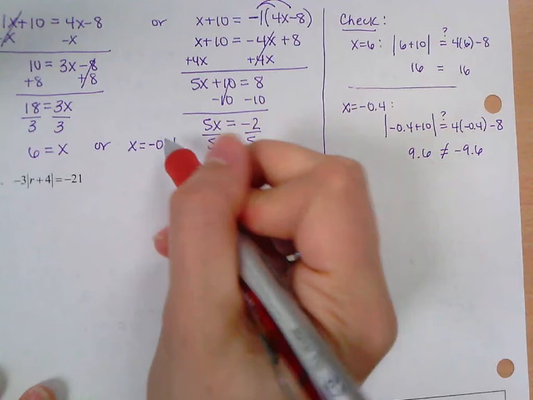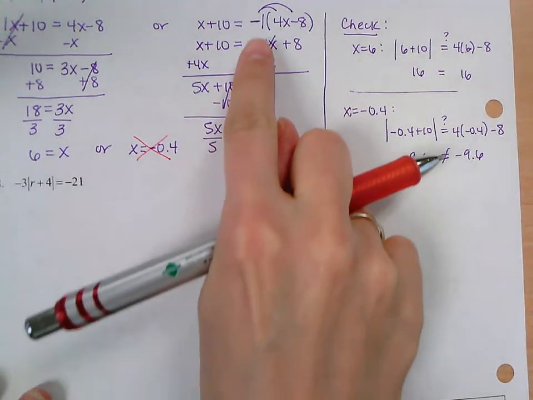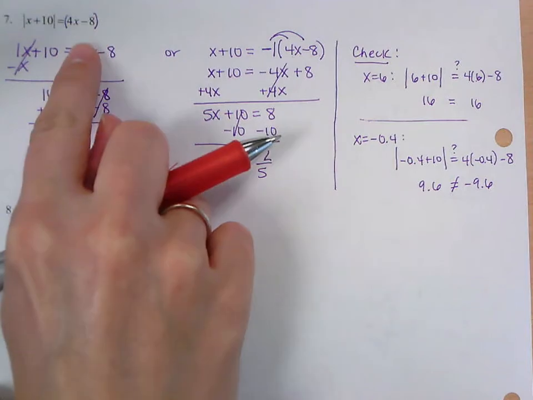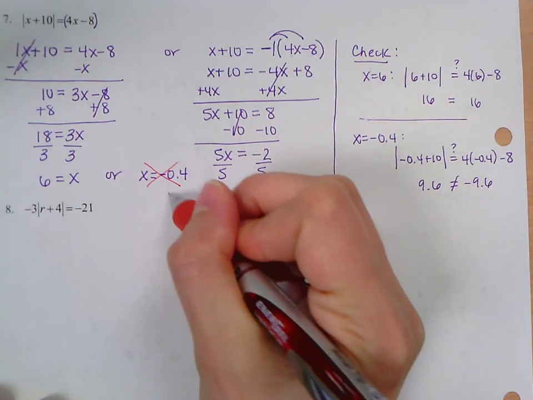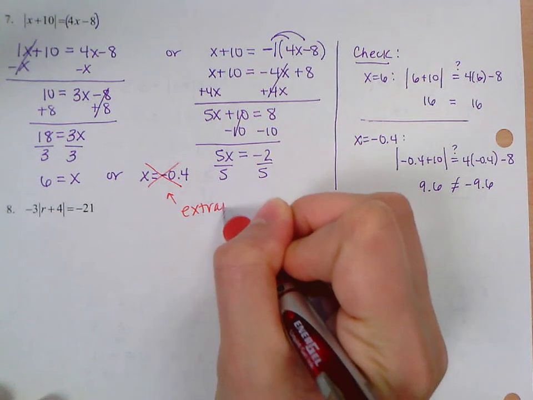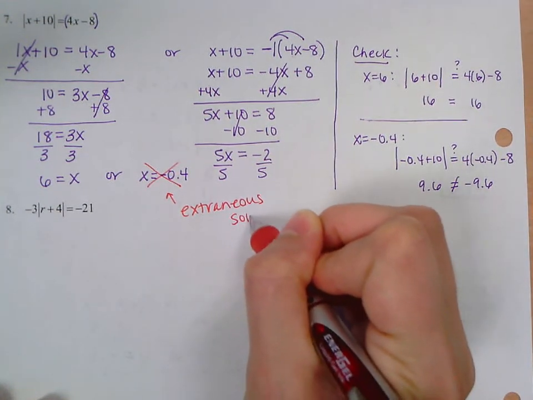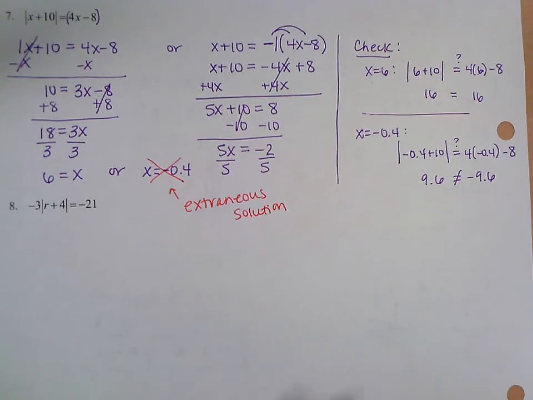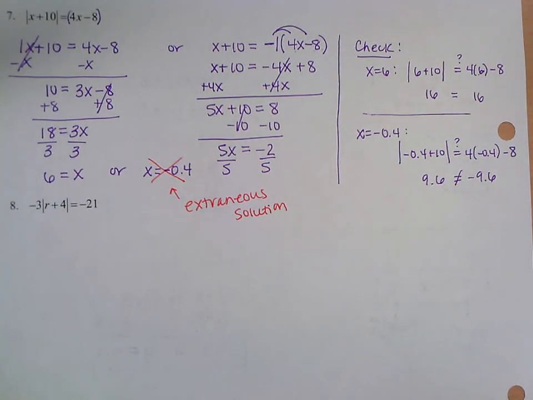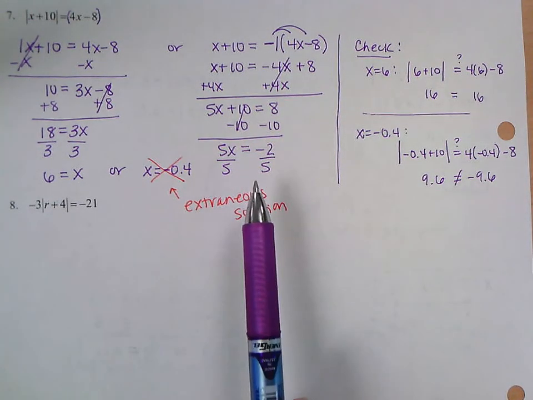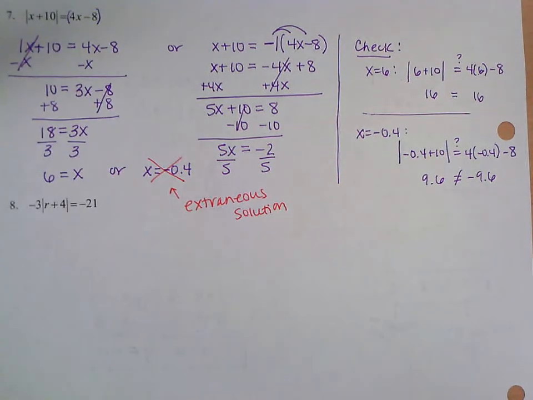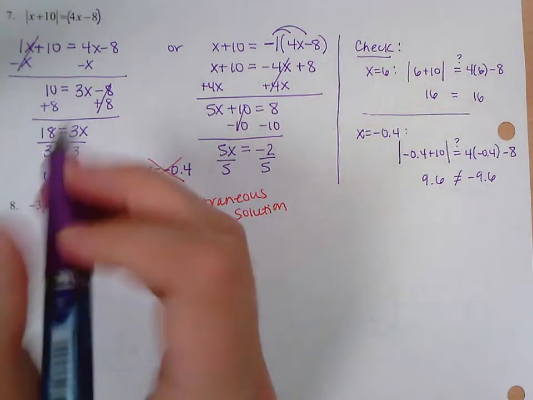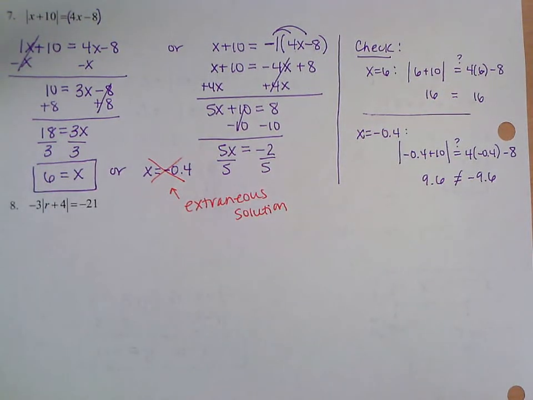x equals negative 0.4 is a solution to the equation that I wrote, but not to the original one I started with. We call this an extraneous solution. If this was on a test, you don't have to write that it's an extraneous solution. I'm just writing that in for your notes. Extraneous solution basically means it's a false solution. It's a solution to the equation we wrote to help us get the solutions to the original. But when I plug it back into the original, it doesn't work. So my only solution is x equals 6.